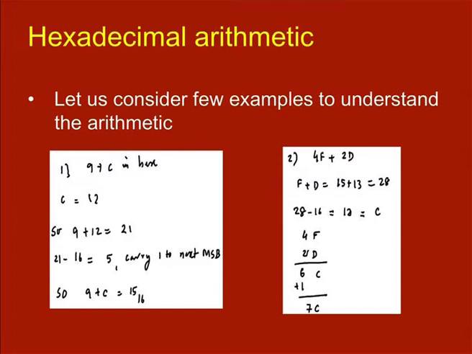Similarly, we can do 4F plus 2D. Now, F plus D is equivalent to 15 plus 13, and that is equal to 28, and since 28 is more than 16, we can deduct 16 from 28, and that gives rise to 12, and it represents C in the hexadecimal number system. So, the sum of 4F plus 2D gives rise to 7C.